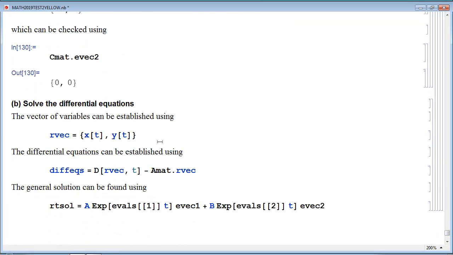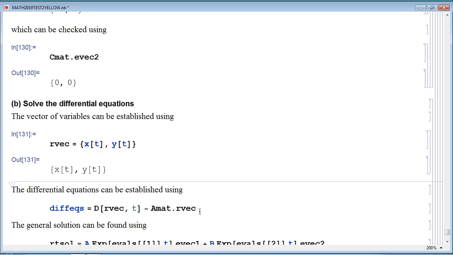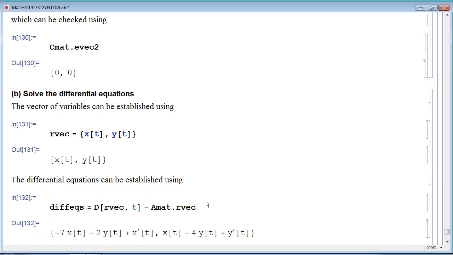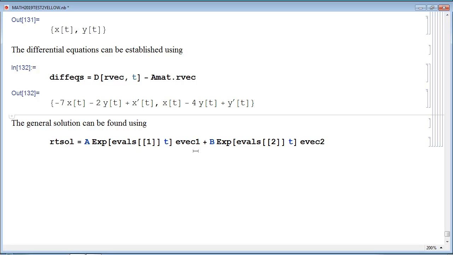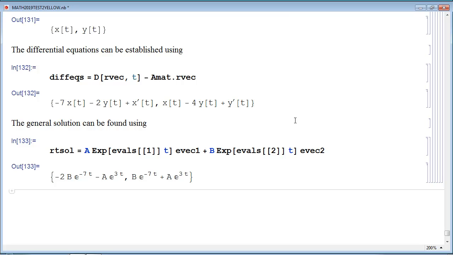So let's define the variables using that. And we can establish the differential equations using that. And that's what we started with. And finally, we can calculate the general solution, by taking a constant a, multiplying it by the exponential of the first eigenvalue times t, and that by the first eigenvector, and likewise another coefficient, the exponential of the second eigenvalue times t, multiplied by the second eigenvector. So we do all that, and there's a solution. So that's the solution to those problems.